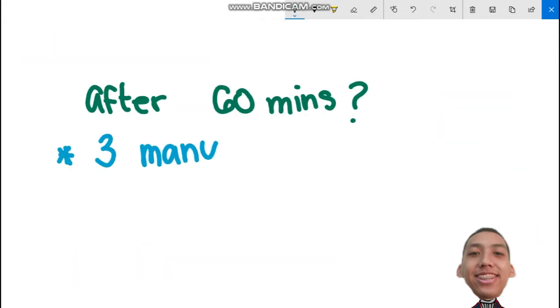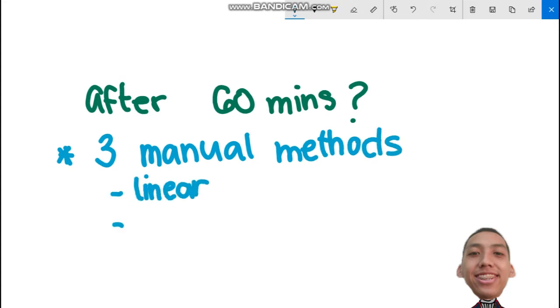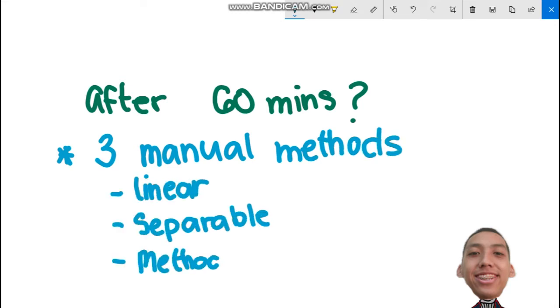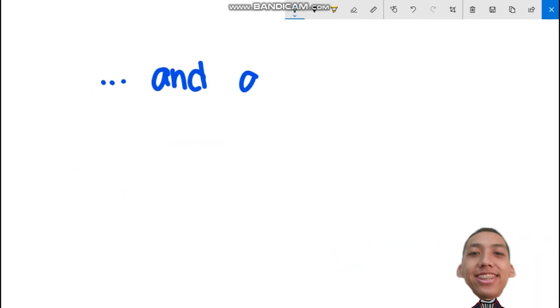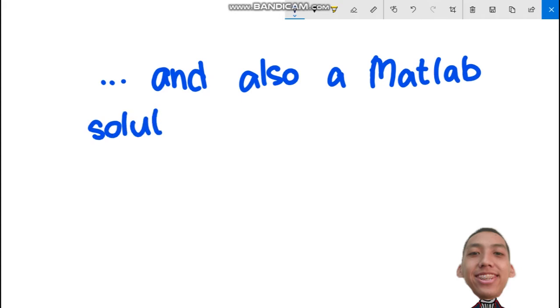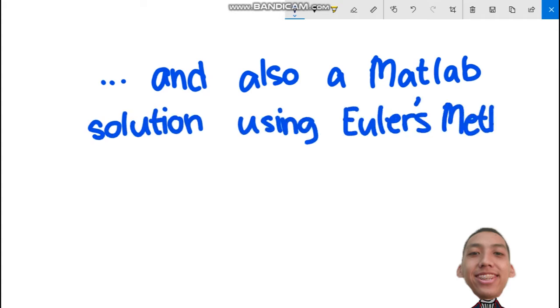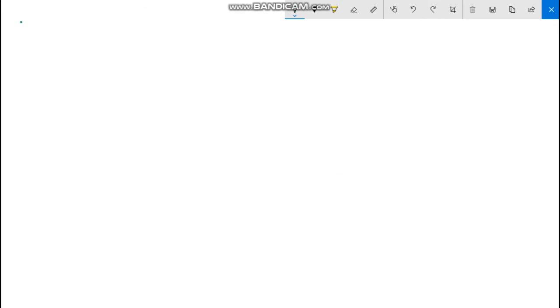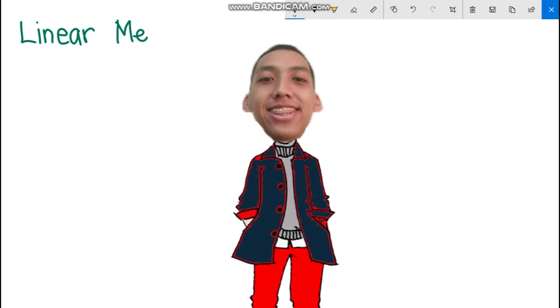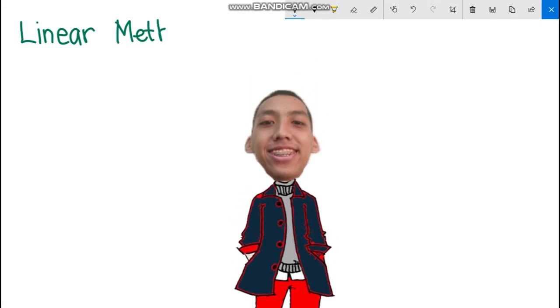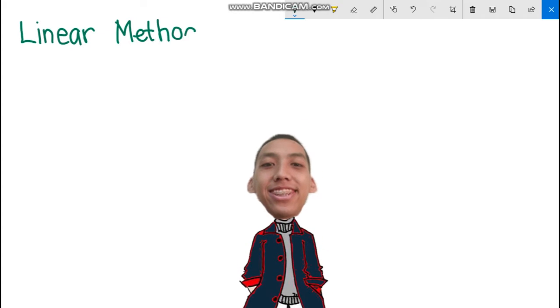We will be using three manual ways, which are linear equations and integrating factors, separable equations, and methods of undetermined coefficients. Also, we will be using MATLAB to demonstrate Euler's method. We need to find how much salt is in the tank after 60 minutes. The first method will be using linear equations and integrating factors to determine the general solution and find C. So, let's get right into it.